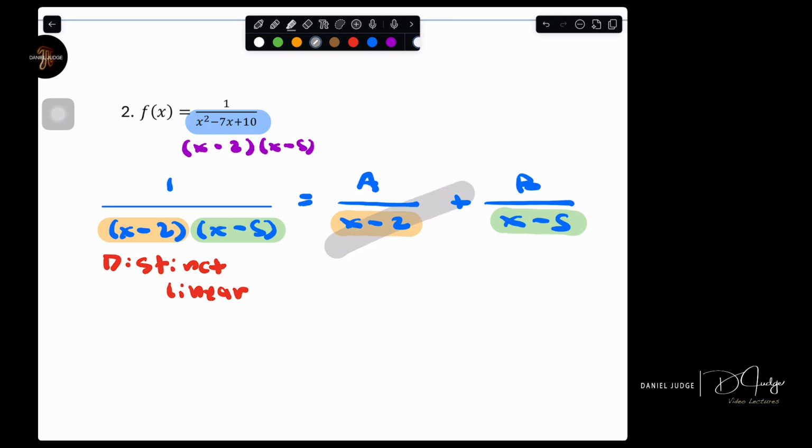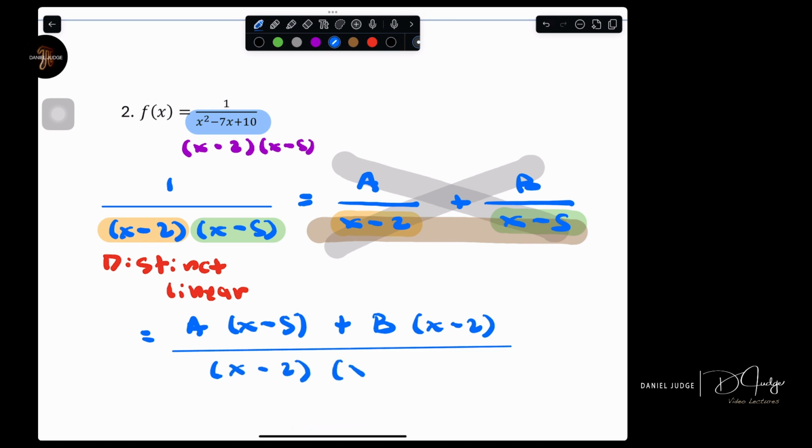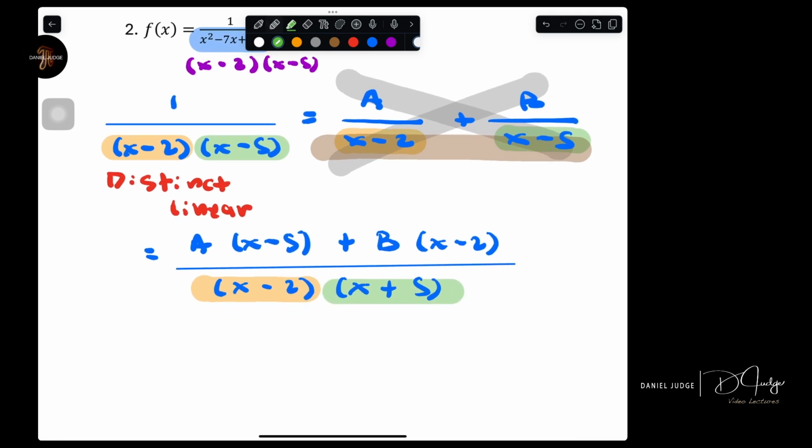So do your cross multiplication, and you'll end up with, again, a times x minus 5 plus b times x minus 2 over x minus 2 times x minus 5. So there's the factors. And don't forget that these fractions are equal. And so what that means is 1 is the same as what you see here because the denominators are the same.